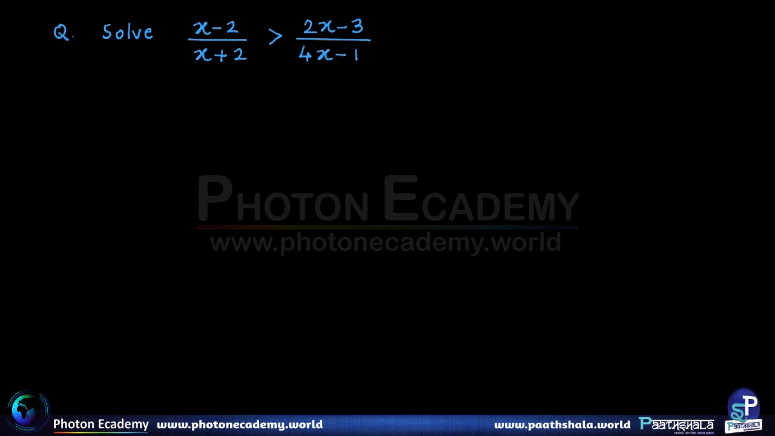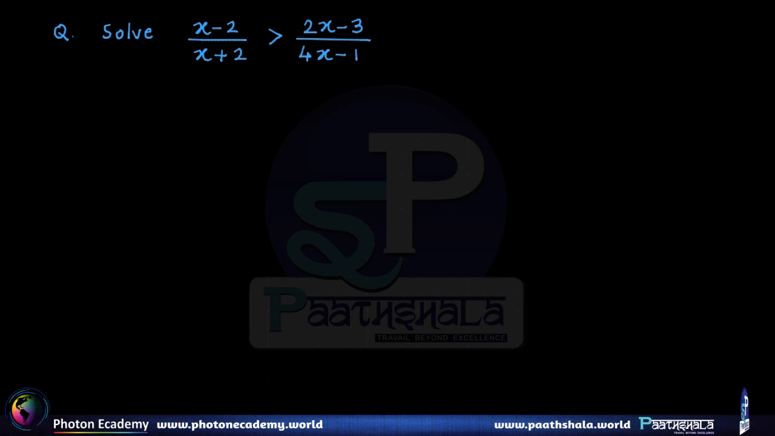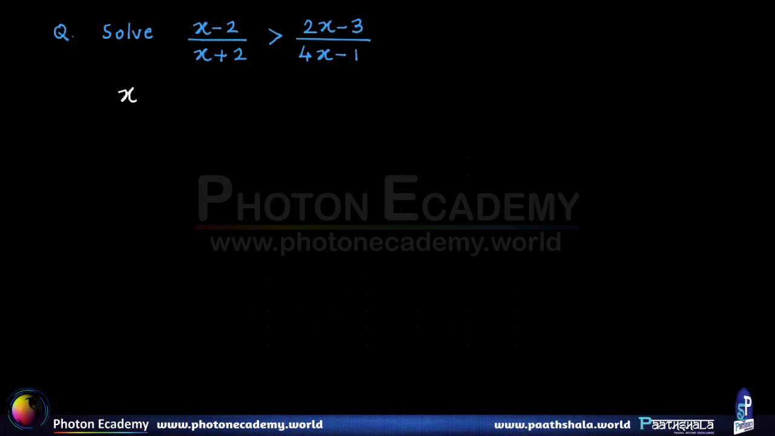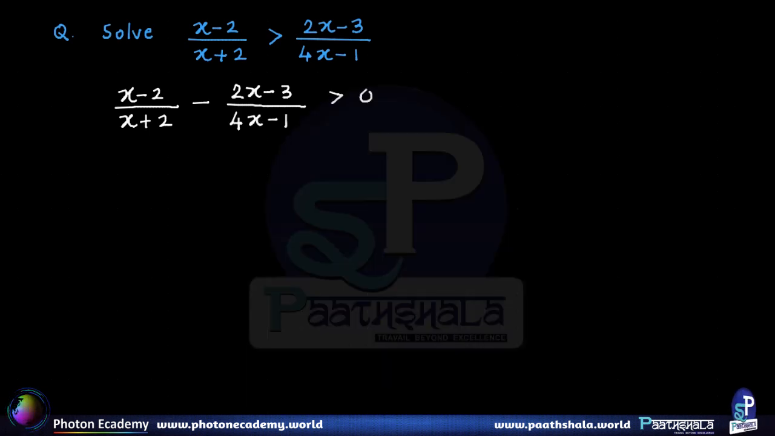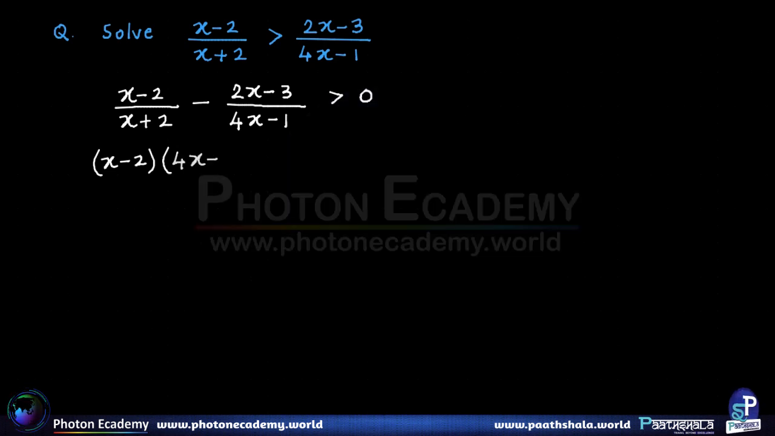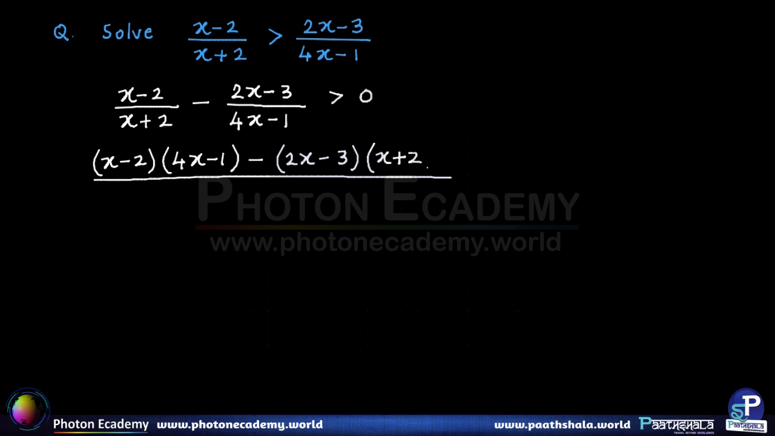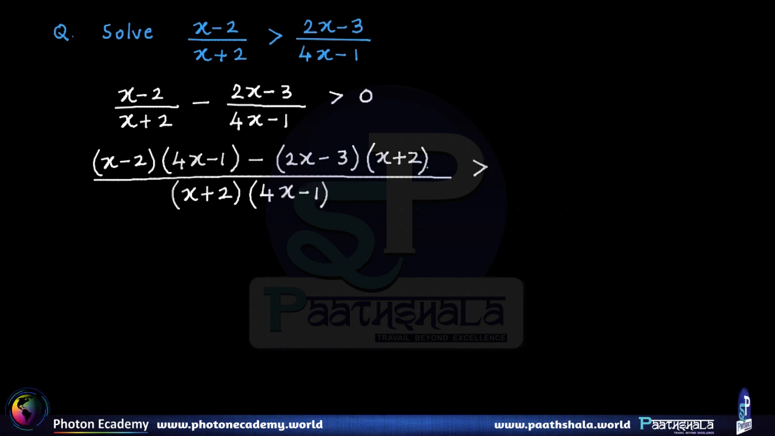Alright, now let's go to the next question, in which we have slightly complicated rational functions. So once again the strategy is the same, that is we bring all the terms to one side and have 0 on the other side. So we have x minus 2 upon x plus 2 minus 2x minus 3 upon 4x minus 1 is greater than 0. Now we'll have to cross multiply here, of course, so that gives us x minus 2 into 4x minus 1 minus 2x minus 3 into x plus 2, whole divided by x plus 2 into 4x minus 1, greater than 0.